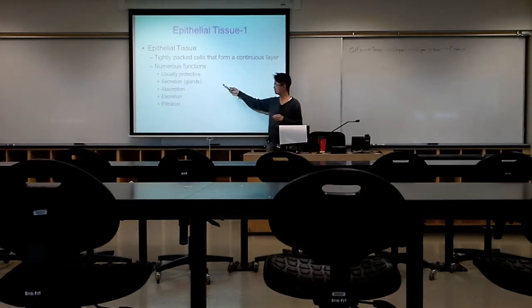We'll talk about glands. There are two different types of glands, exocrine and endocrine glands. We'll talk about the differences. Cells are also used for absorption, especially in your intestine. And then excretion for metabolic waste, and filtration, let's say in your kidneys.